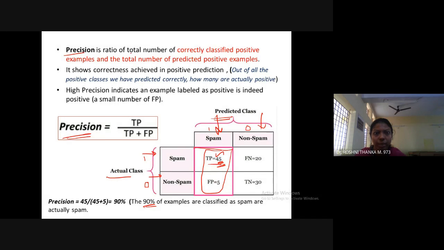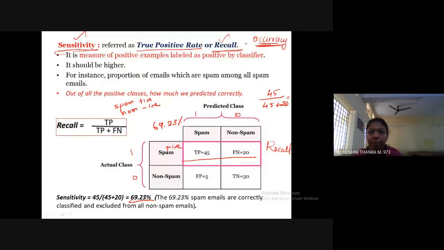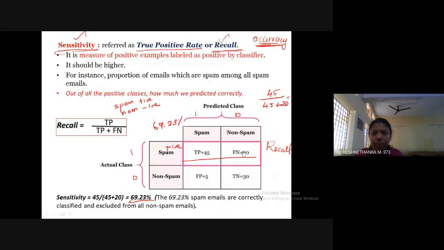So it is the ratio of the total number of correctly classified positive examples to the total number of predicted positive values. This column specifies the positive value, which means spam. Out of these positive classes, 45 are correctly classified and 5 are wrongly classified. That is what precision is. Generally you will be using recall and precision. Recall we have already learned: true positive divided by true positive plus false negative.